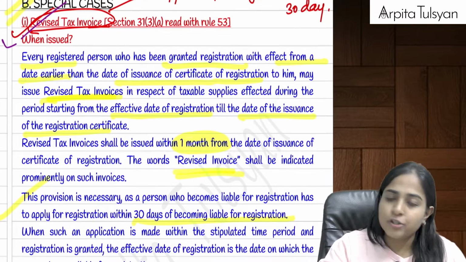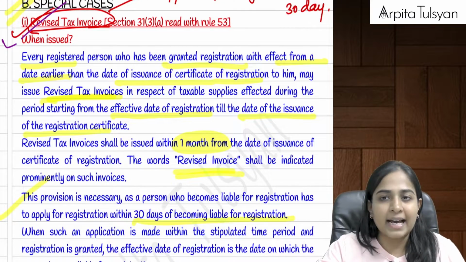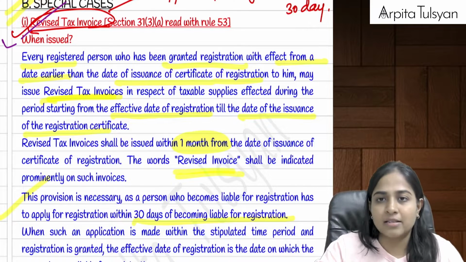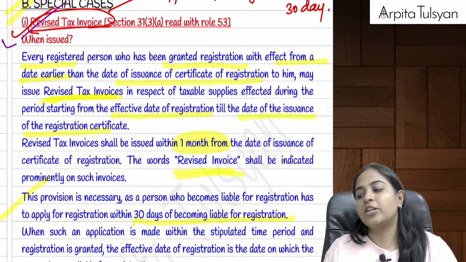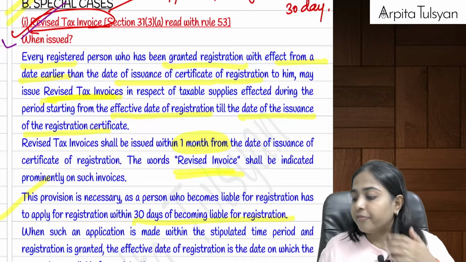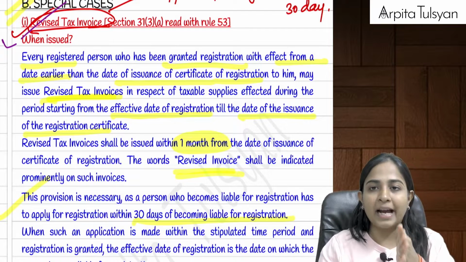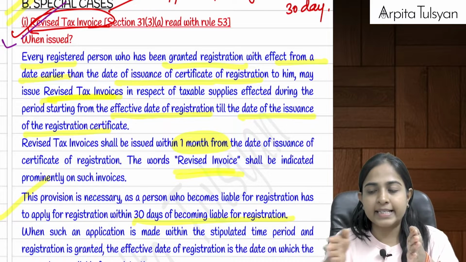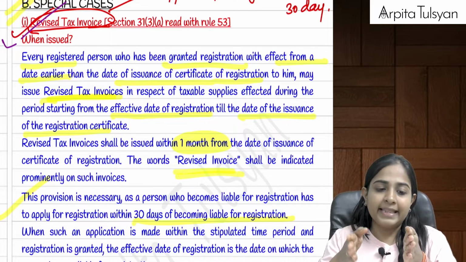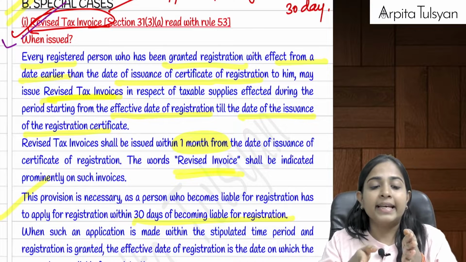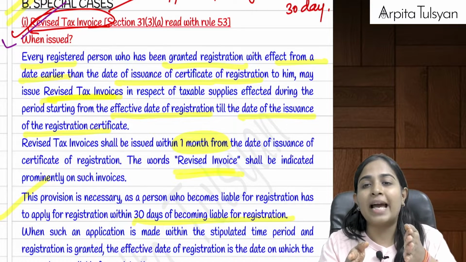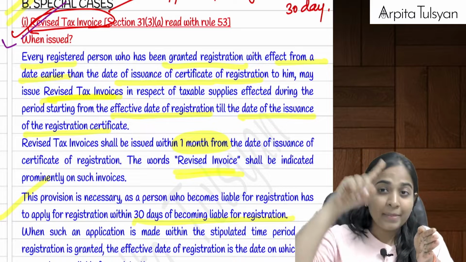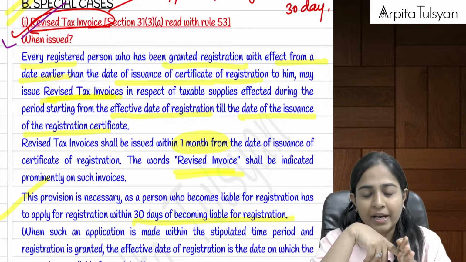Now the first document that we have already studied was the tax invoice. Okay, the second type of document which is coming up here is the revised tax invoice. We had studied in the registration chapter that if you become liable for registration on a particular day, and within a period of 30 days you apply for registration, then you have done it on time. Then the day from which you were liable for registration, your registration will become effective from that day itself. Means retrospectively your registration is becoming applicable.